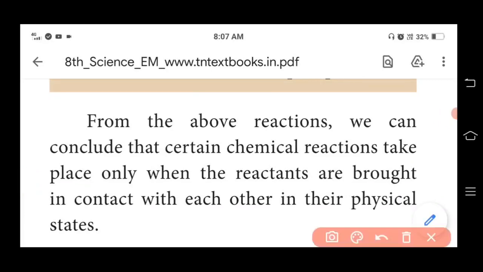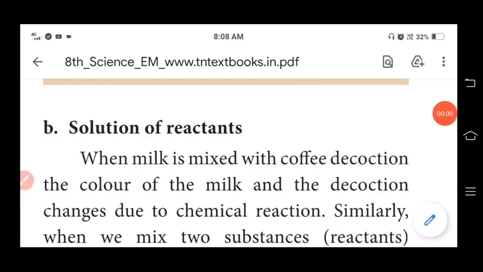Students, from the above reactions we can conclude that certain chemical reactions take place only when the reactants are brought into contact with each other in their physical state. Our next condition is solution of reactants.